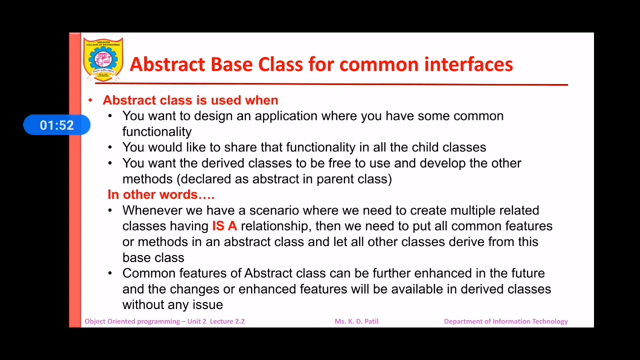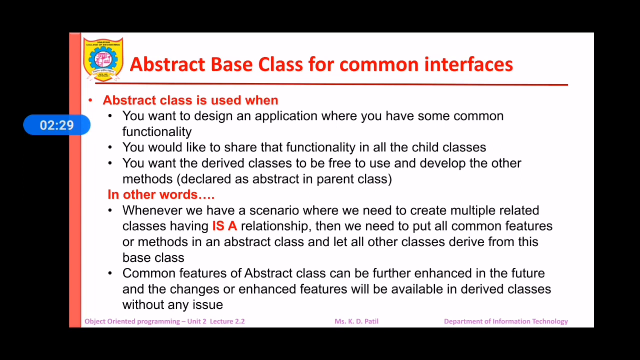Now let us see how an abstract base class will be useful for the common interfaces. Abstract class is used when you want to design an application where you have some common functionality, and that common functionality will be declared in terms of common methods or in terms of common interfaces. You would like to share that functionality, that is those methods and those interfaces, in all the other child classes. You want the derived classes to be free to use and develop the other methods which will be declared as abstract in the parent class, that is in the abstract class.